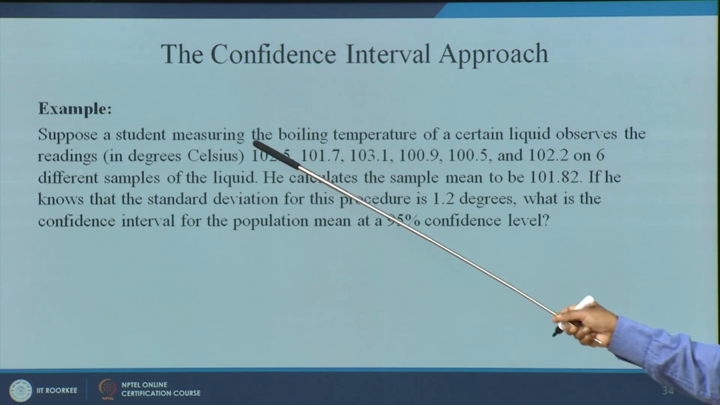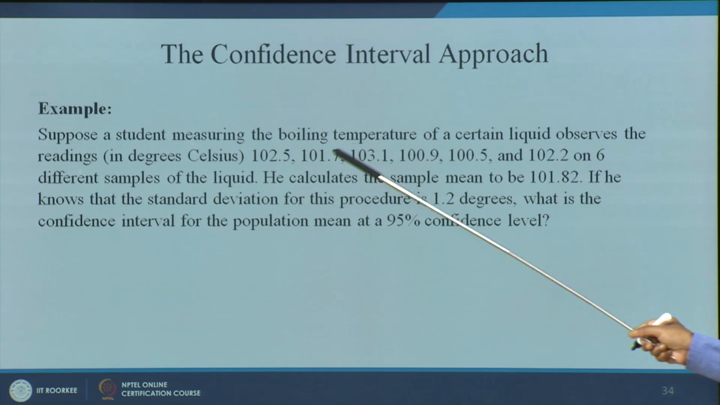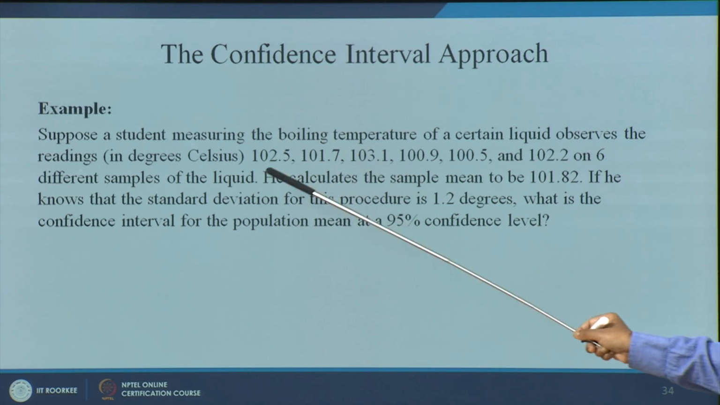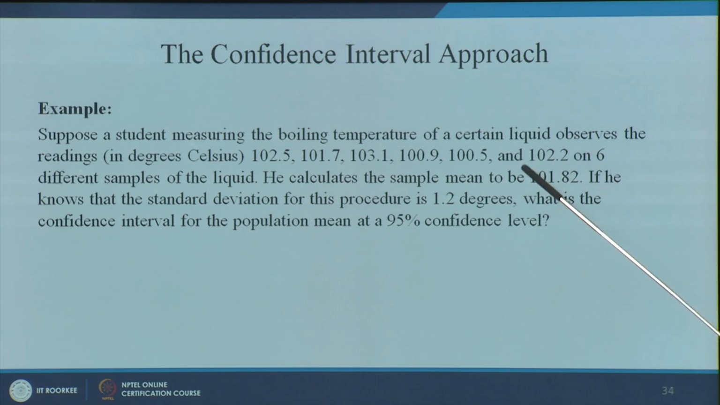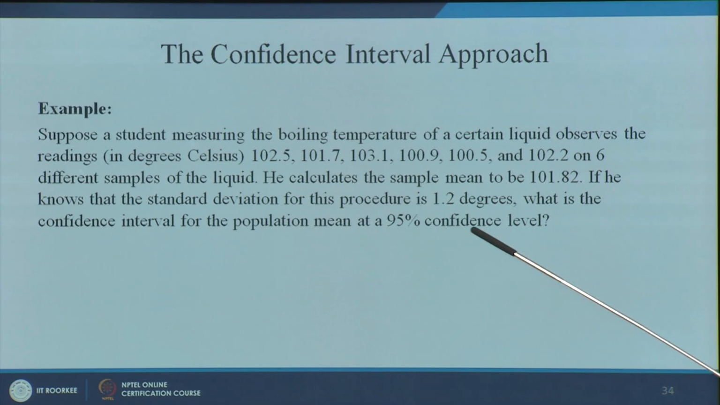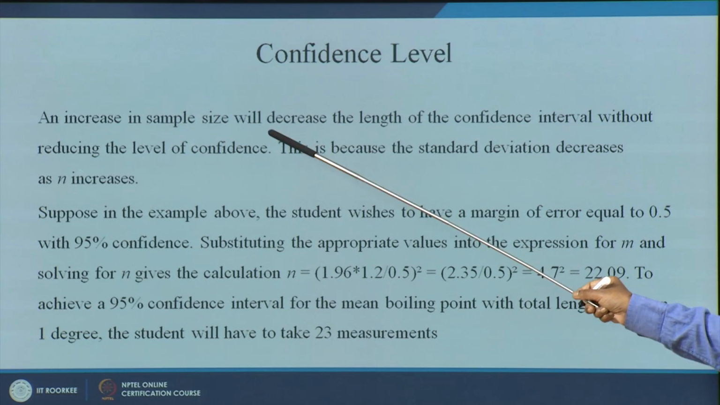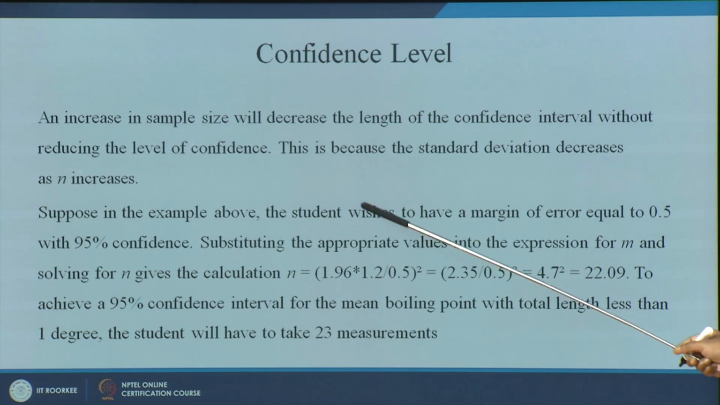Now, let us take this problem. Suppose a student is measuring the boiling temperature of a liquid and observes these readings on 6 different samples of liquid. We calculate the sample mean to be this much. If the standard deviation is known to be 1.2 degrees, what is the confidence interval for the population mean at a 95% confidence level? Basically, we are interested in calculating the sample size.